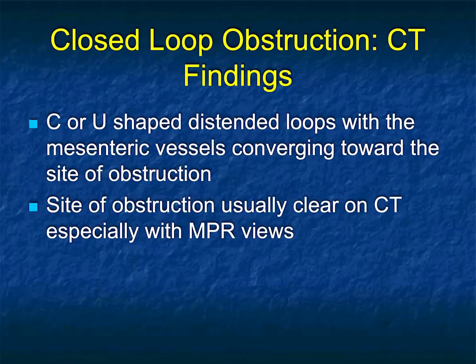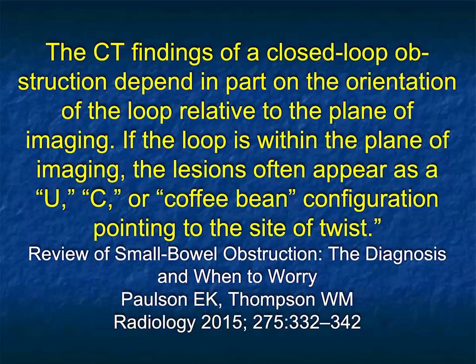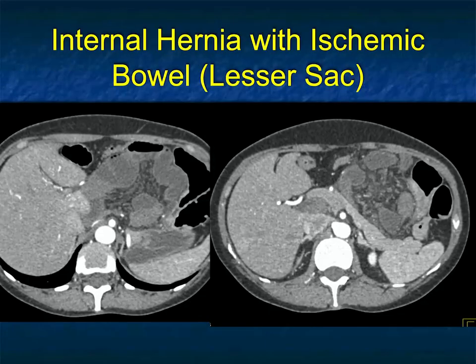I think that's a really good description when they show articles with a C loop or a U-shaped loop, but I don't think it's something I see all of the time. It's more that lack of enhancement. That closed loop obstruction depends in part on the orientation of the loop relative to the plane of imaging. If the loop is within the plane, then it appears to have that U or C-shaped or coffee bean configuration. So a lot of times you need to know that there must be a closed loop to be able to find that appearance. Here's another example.